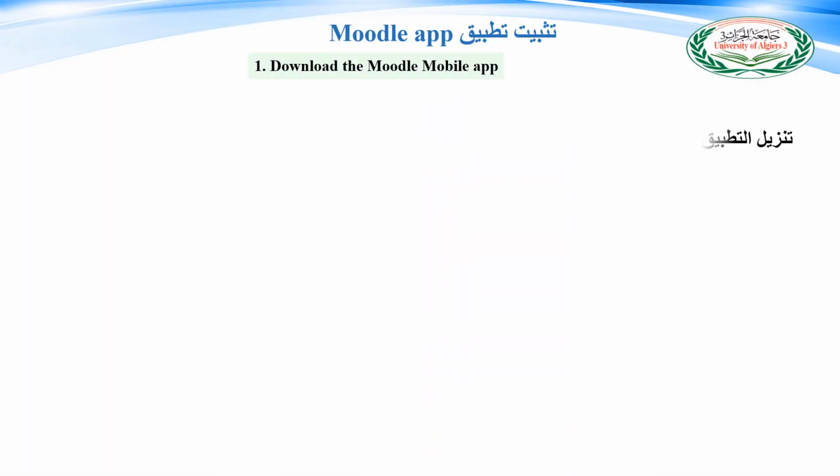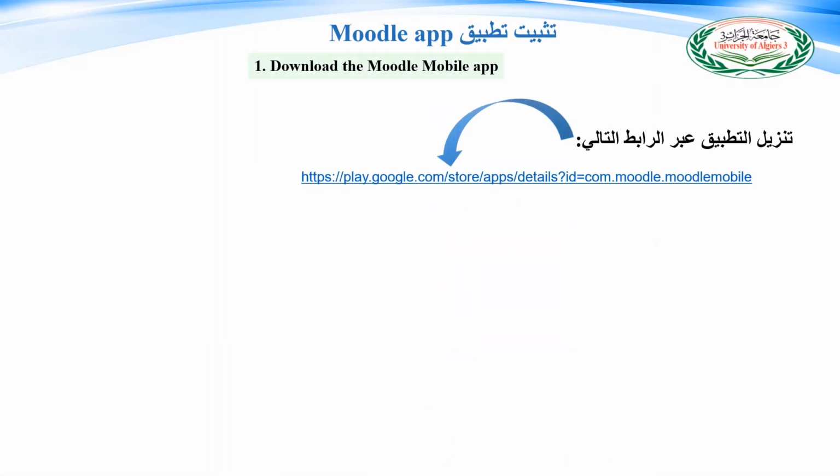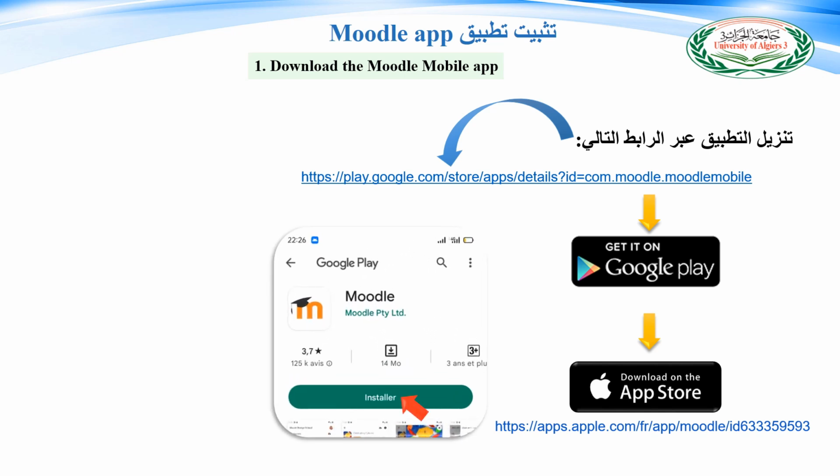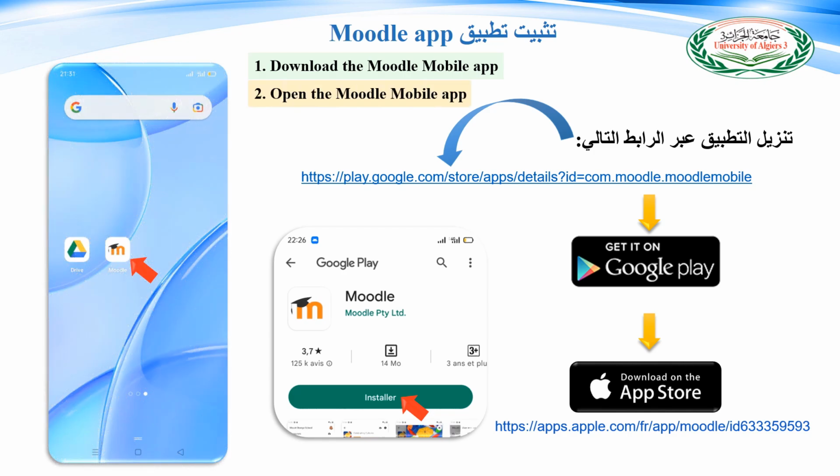1. Download the Moodle mobile app. If you are using Android, go to the Google Play Store and search for Moodle Mobile. If you are using iOS, go to the Apple App Store and search for Moodle Mobile. Download and install the app.